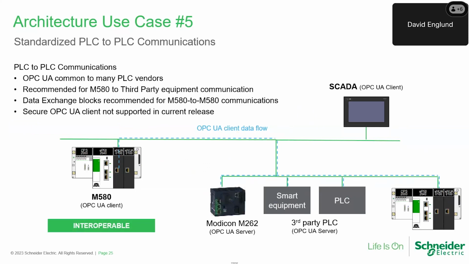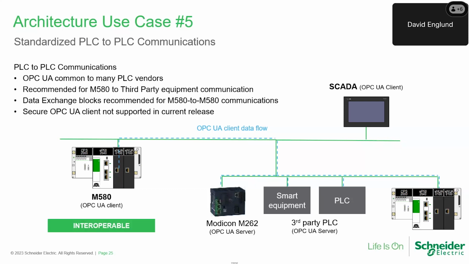So now we will also look at architecture use case 5, which is standardized PLC to PLC communications. OPC UA can be used as a standardized protocol for PLC to PLC communications, as it is an open protocol that is common to many vendors. This could be used for M580s, Modicon machine PLCs such as the M262, third-party PLCs, or smart equipment. This is especially powerful because most HMI, SCADA, and historian packages are already using OPC as their communication standard.